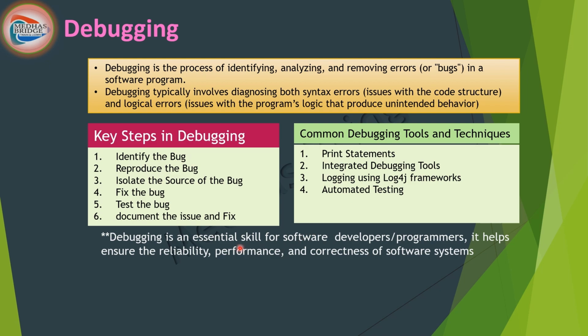So are you clear now? Software debugging, key steps in debugging, common debugging tools and techniques. Debugging is an essential skill for software developers or programmers. It helps ensure reliability, performance, and correctness of a software program. This concept is not just for Java programming. For any software programming, these skills are essential. These are common skills that one should have. Got it?